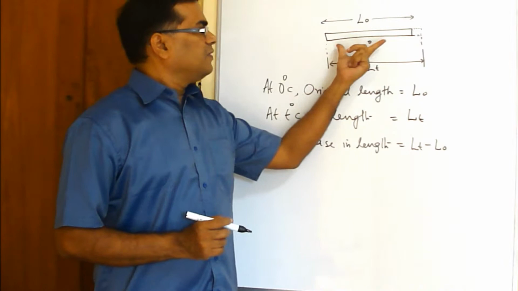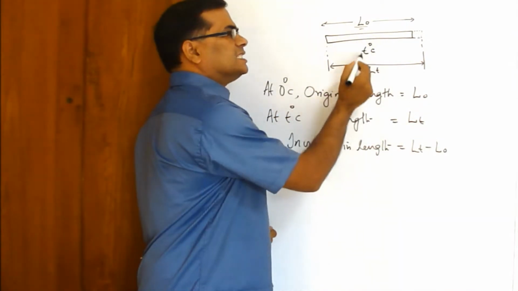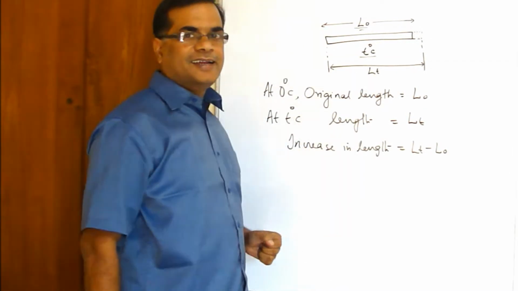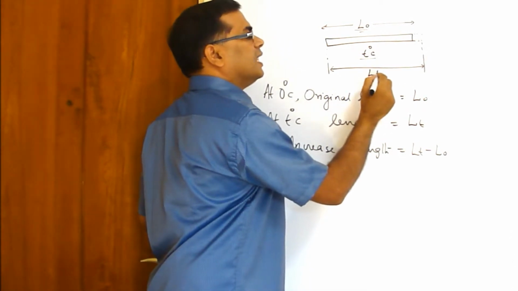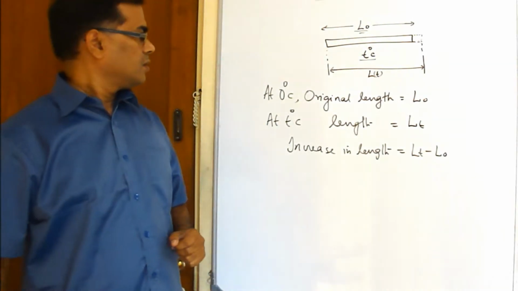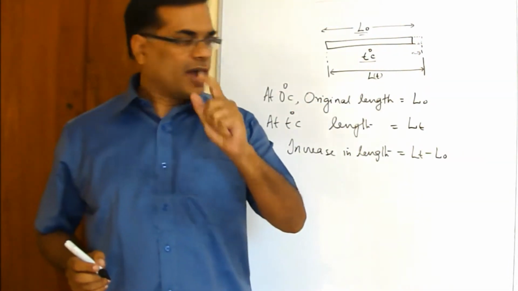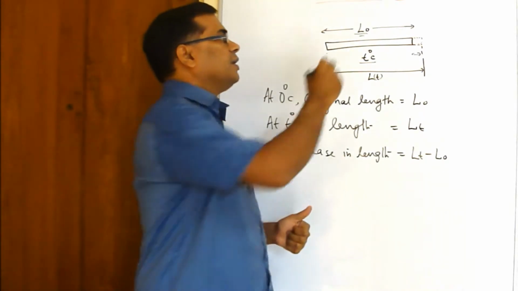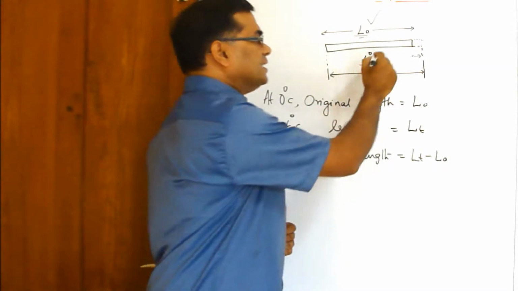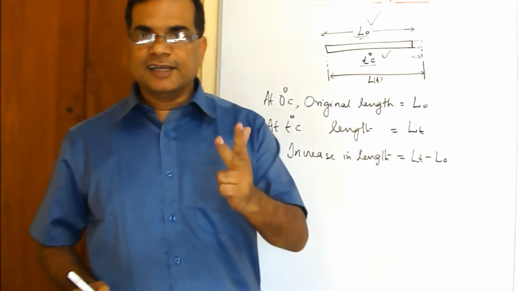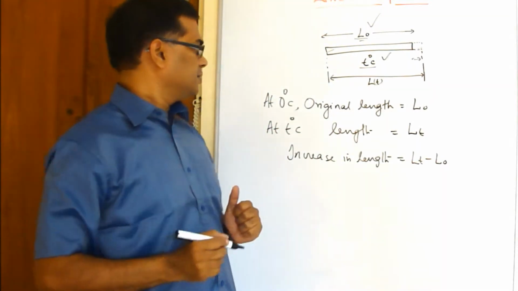Consider a rod of length L0. When it is heated through T degrees centigrade, the length increases. Let the final length be LT. The increase in length depends on three things. One, it depends on the original length. Second, it depends on the increase in temperature. Third, it depends on the material with which the rod is made.